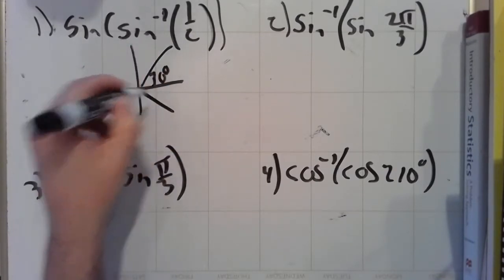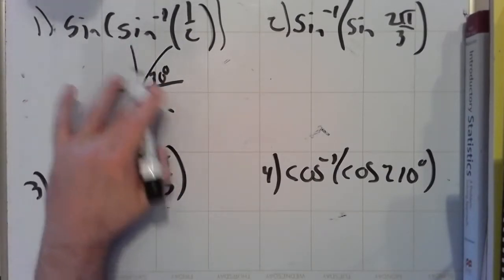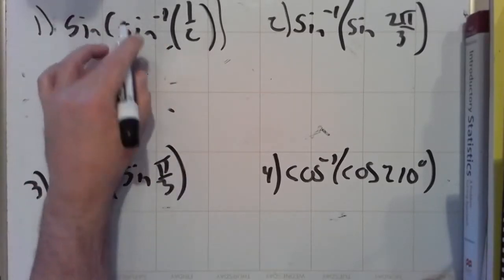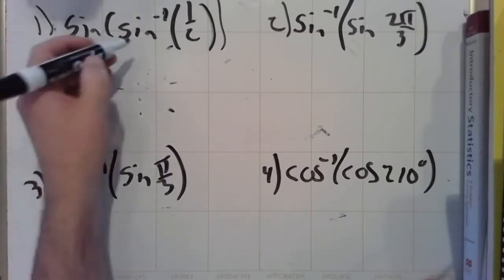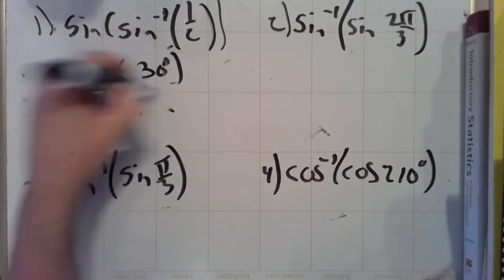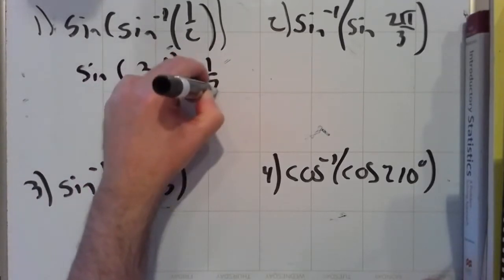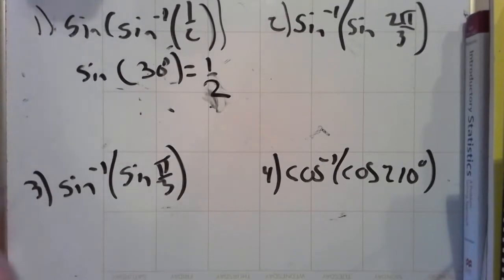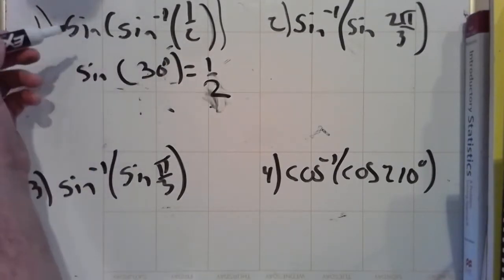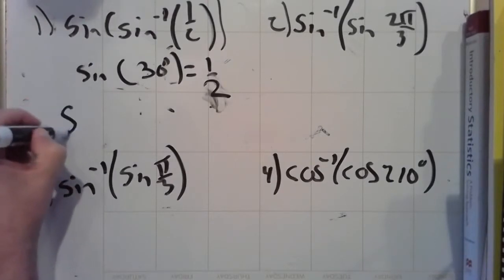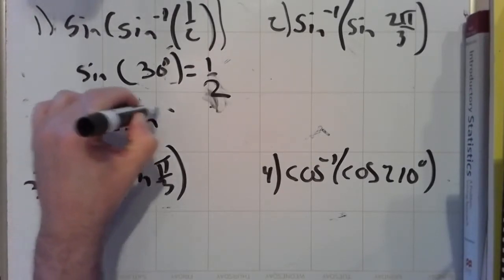At negative 30, we would have had negative 1/2. So inverse sine of 1/2 is 30 degrees. We can do this in degrees or radians. So I'm really asking for sine of 30, which is 1/2. These do, in fact, cancel out. In fact, anytime we're in this order, sine of inverse sine of x is always x, if it's in this order.